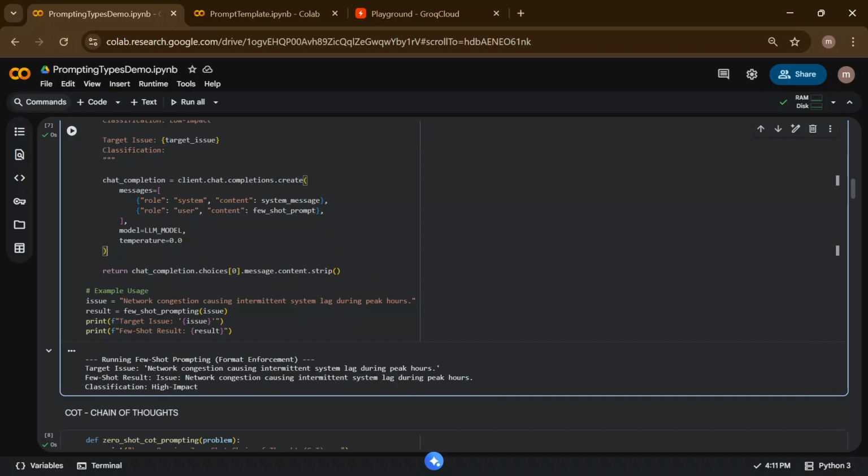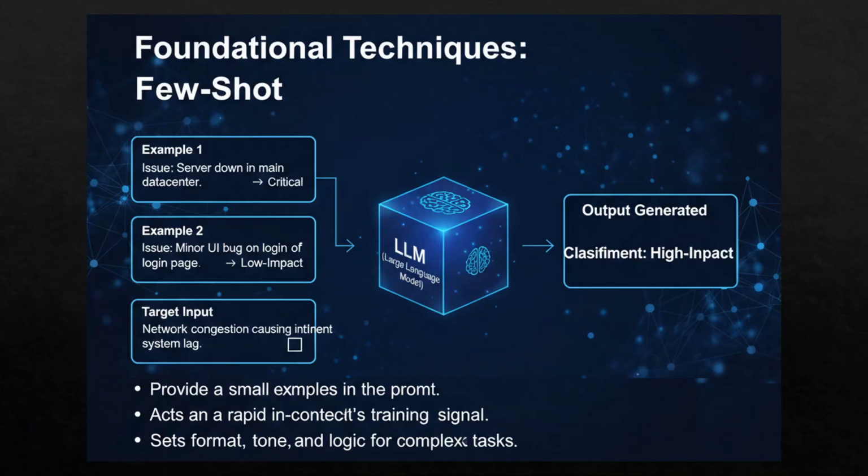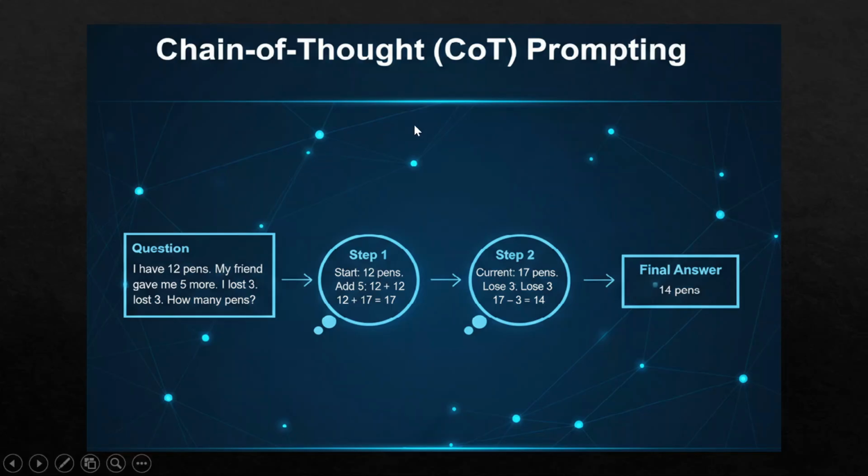And once we provide our user message and run this one, then we get, okay, network congestion causing intermittent system lag is a high impact incident. So that's how these few shot prompt engineering works. You provide the examples for your questions and then let your LLM decide the answer or the output for you. And then we come to the next one, that is chain of thought prompt, and it's a bit more advanced than the zero shot and the few shot prompts.